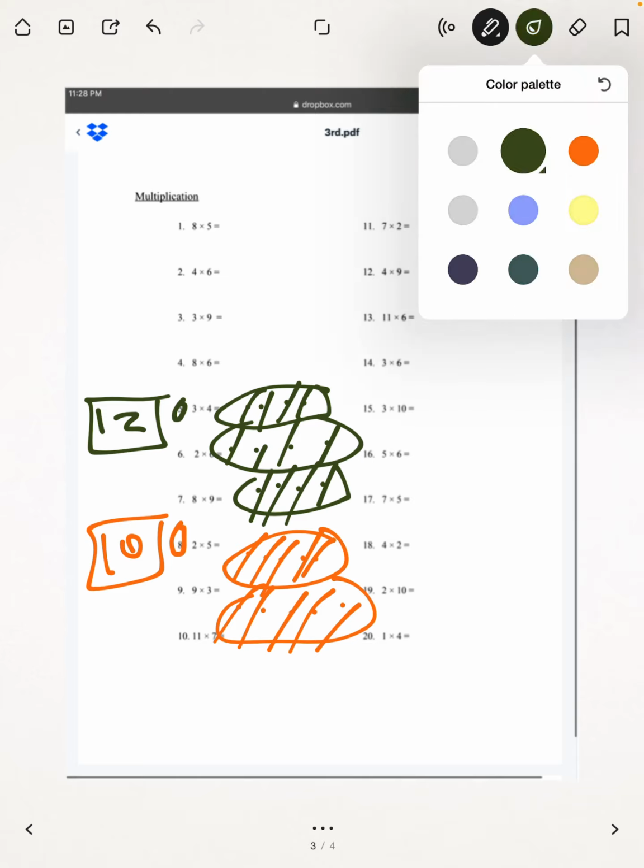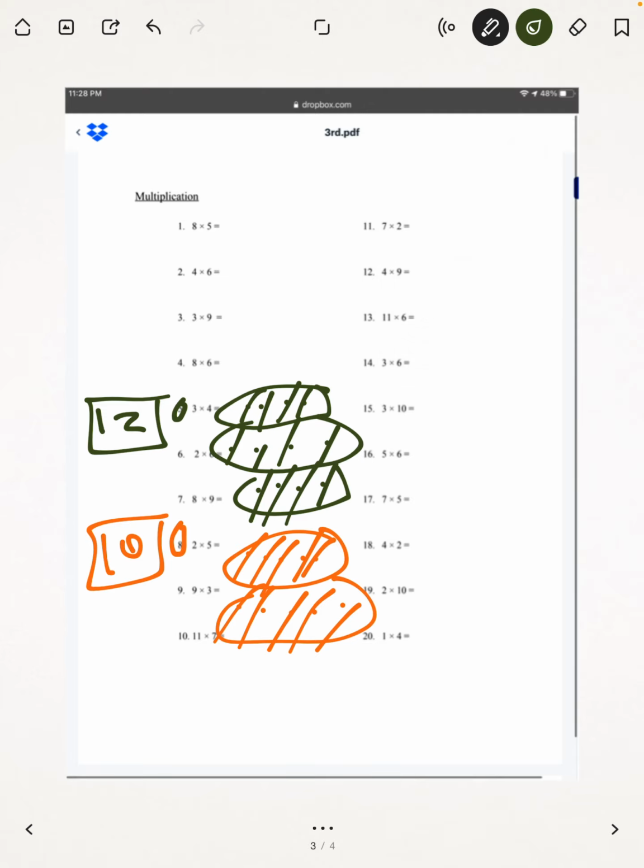The last problem I'm going to be doing on this page is number 20, 1 times 4. Remember that anything times 1, the number you're multiplying by 1 is going to be your answer. So 4 is our answer.